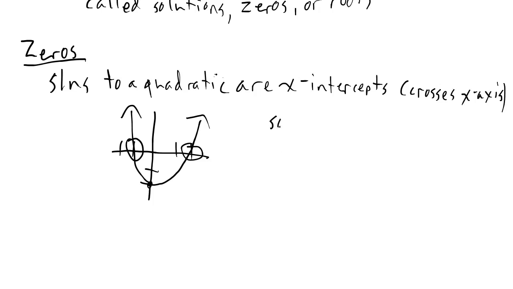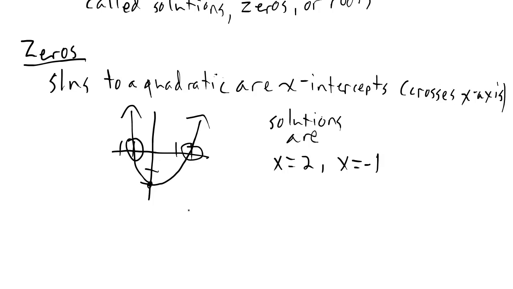Our solutions are going to be x is equal to 2, right? That's where it crosses here, and x is equal to negative 1. So, for zeros, they're called zeros because it's where your y values are 0. It's where you cross the x-intercept.